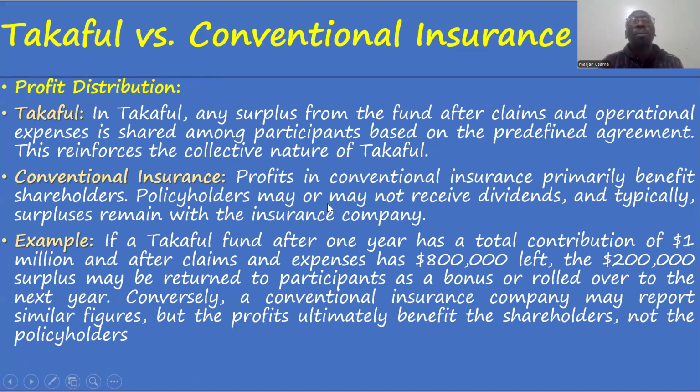But in conventional insurance, profits primarily benefit shareholders. Policyholders may or may not receive dividends, and typically surpluses remain with the insurance company. So in conventional insurance, you find that only the shareholders benefit. But the policyholders, they can or they cannot benefit. Sometimes, like I was telling you, I have a car, and maybe I can get an accident or I cannot get an accident. But every month, I pay the insurance company $2, $2, $2, such that when I get an accident, they can compensate me. But if I don't get an accident, they take all the money, it will be with them.